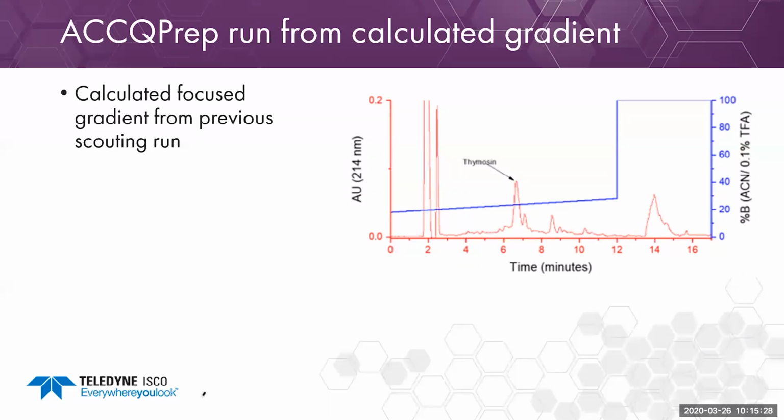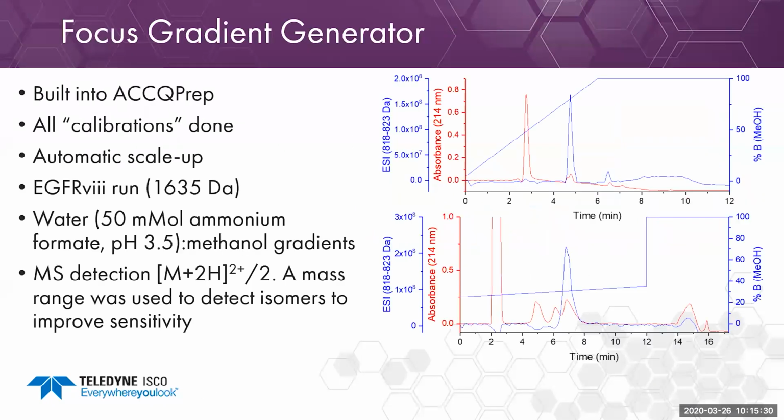An easier way of doing this is to use the focus gradient generator built into the AccuPrep. All the calibrations are done ahead of time, and we have an automatic scale-up feature. We have this sample being run, 1635 Daltons, and I used a range to look at the isotope. The water is 50 millimolar ammonium formate using methanol. You see that I do a scouting run, and then it calculated the gradient, and it came out very nicely resolved from impurities.